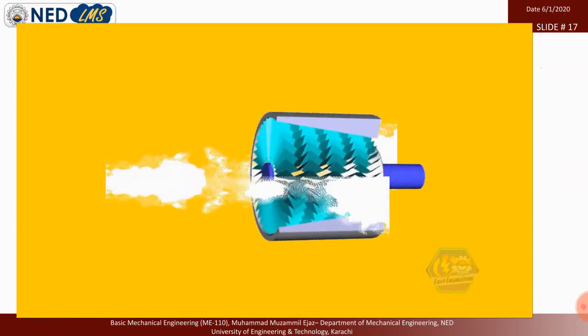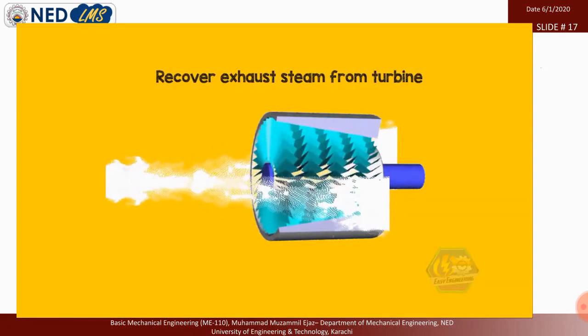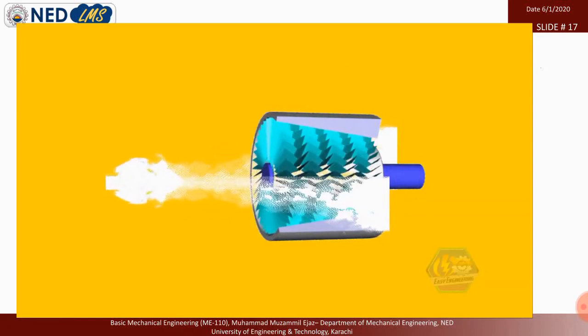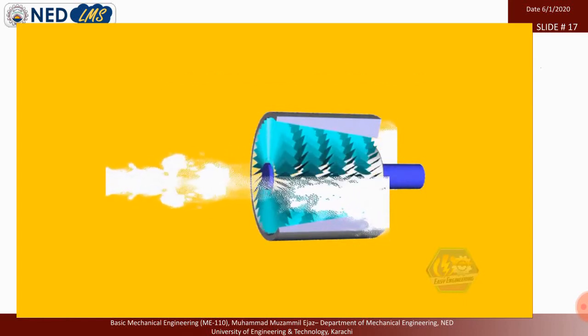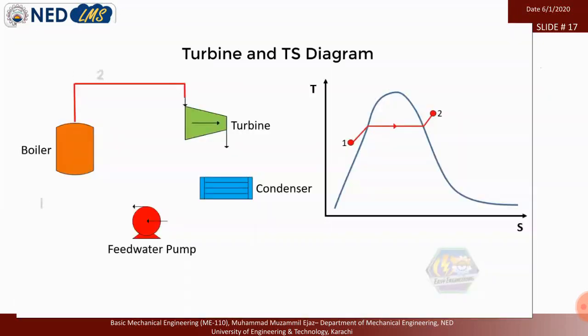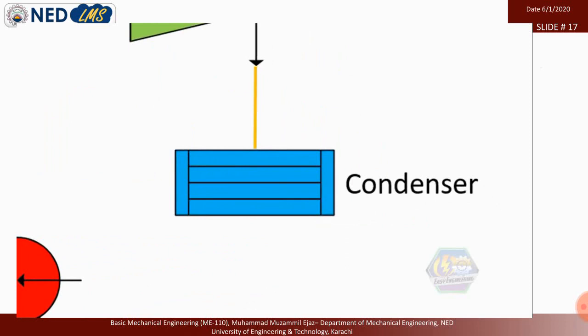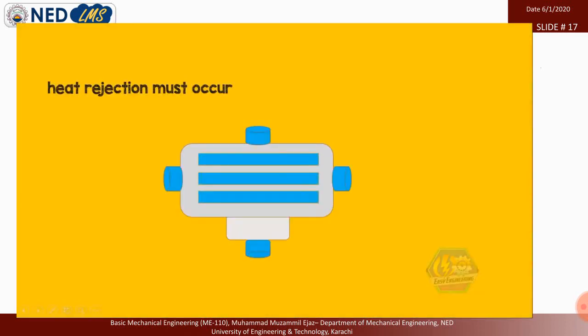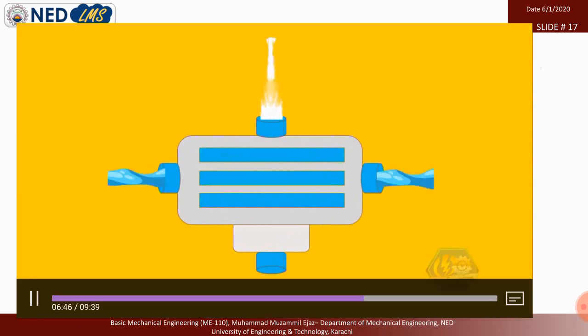Steam is now already exhausted, and so we need to take it back again to the boiler, but there is no pump that can pump steam, so we need to convert it first into water through condensation. So this is where our next process comes in. Process 3 to 4, condenser. In order to condense the steam, a heat rejection must occur. Most of the power plants utilize seawater as a cooling medium to cool down and condense the steam.